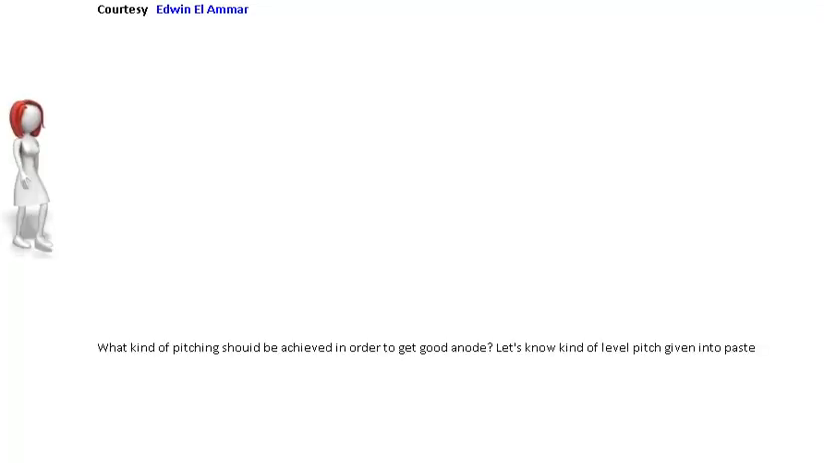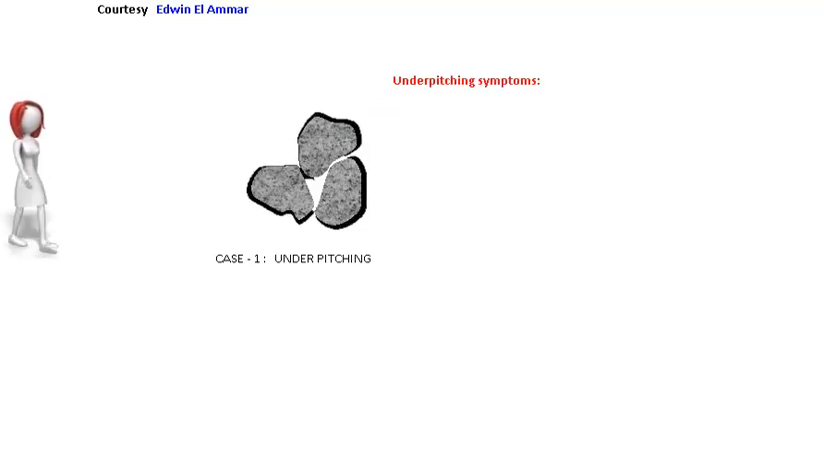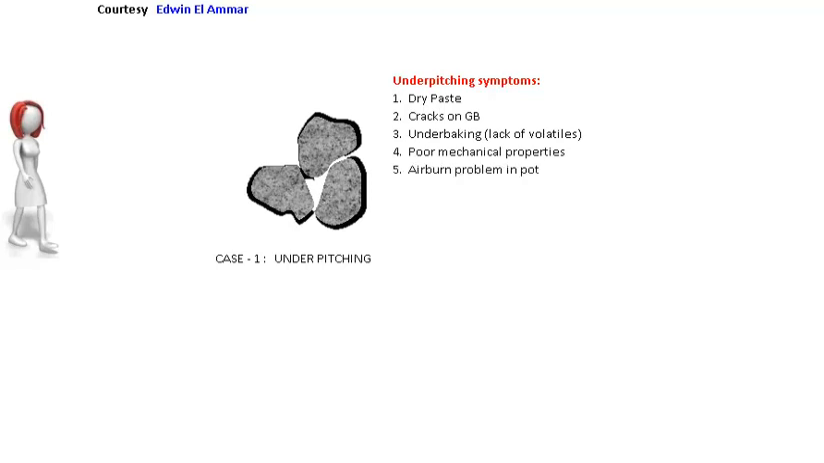What kind of pitching should be achieved in order to get a good anode? Let's see what level of pitch is given into the paste. Case 1: Underpitching. Underpitching symptoms: 1. Dry paste. 2. Cracks on GB. 3. Underdocking, lack of volatiles. 4. Poor mechanical properties. 5. Airburn problem in pot.